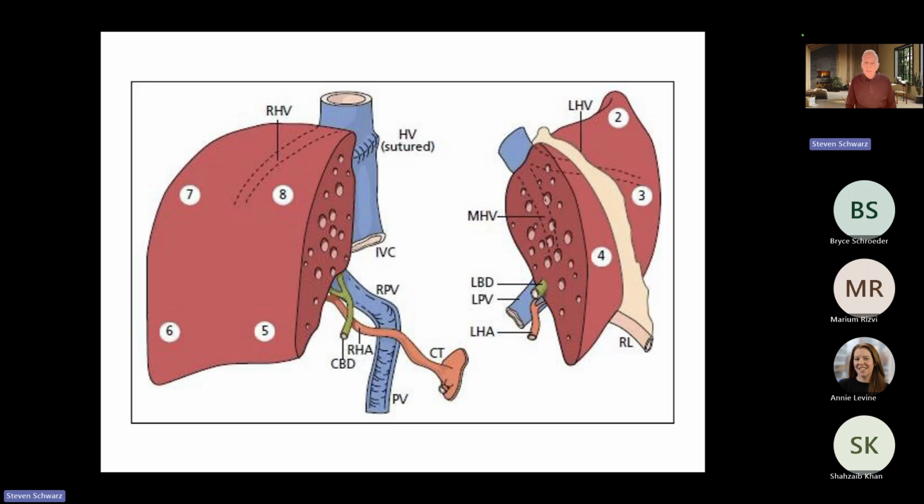Regenerates. How quickly? I think it's about 3 months. 3 full cell cycles, and the liver is completely reconstituted. But this is something you'll probably have to know for the boards. In the split liver in a pediatric patient, the segments that are utilized for transplantation are segments 2, 3, and 4.